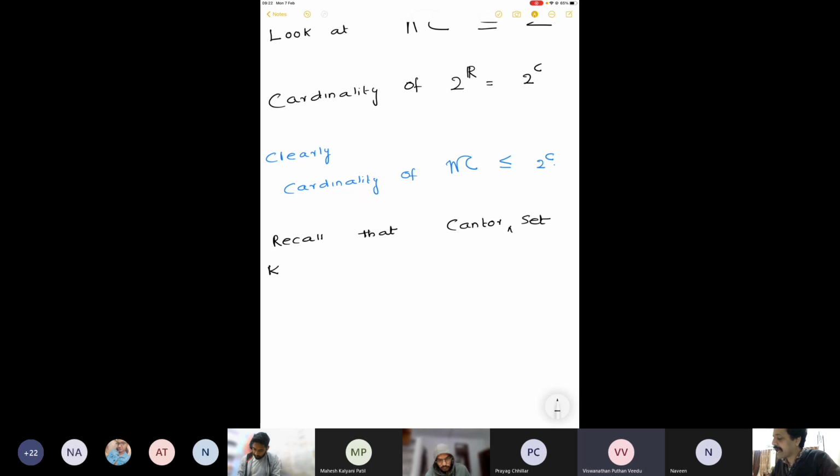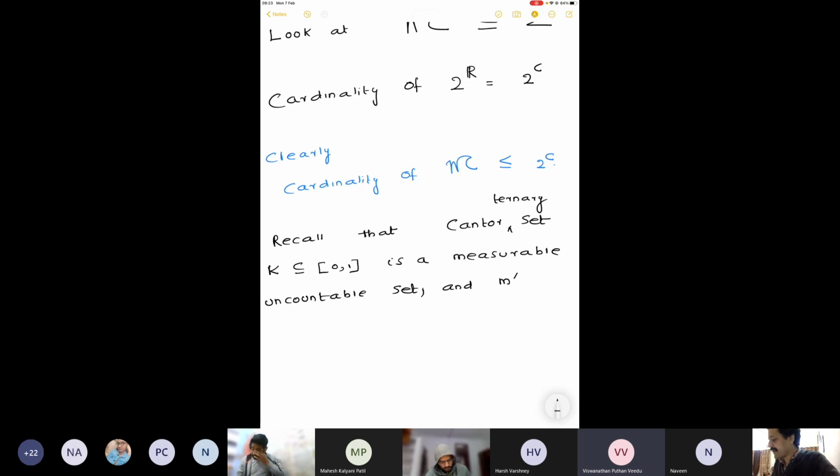When I say Cantor set, I mean Cantor ternary set. Okay, ternary set K in [0,1] is measurable. Is a measurable uncountable set. Oh, by the way, how do I say it is measurable? Measure is 0. We proved a lemma that if the outer measure is 0, such sets are measurable. Okay. Yes, it's a measurable uncountable set, and M star of K is 0.